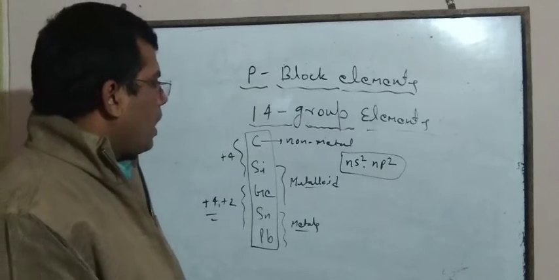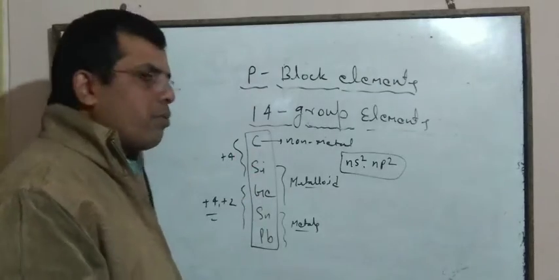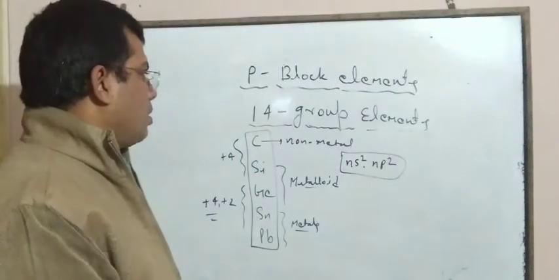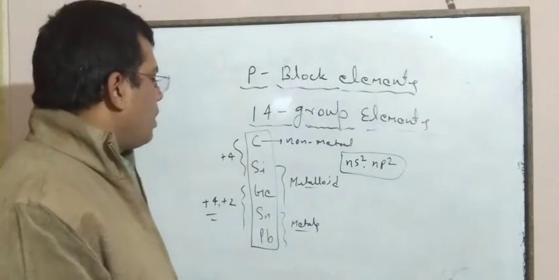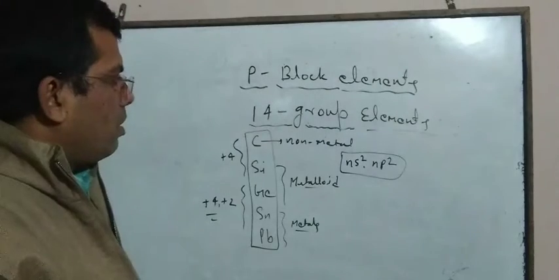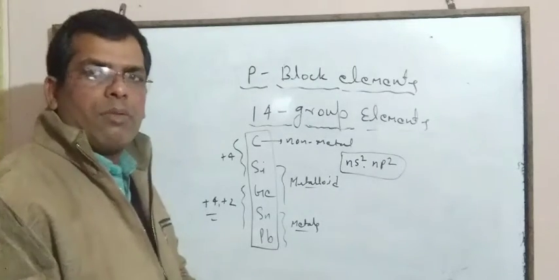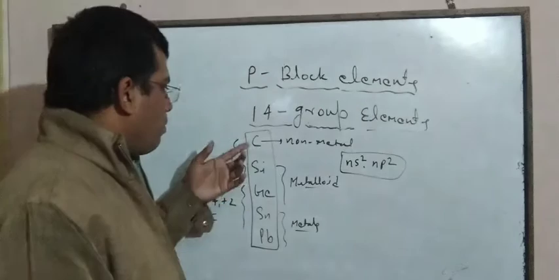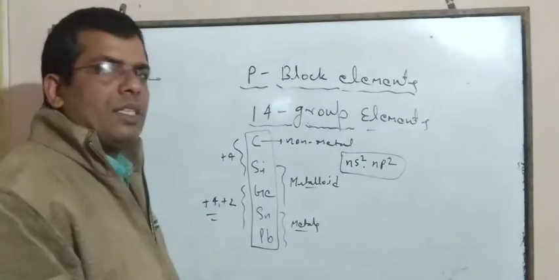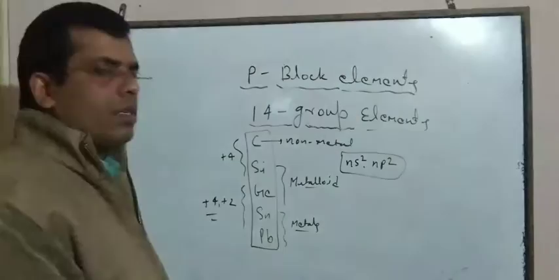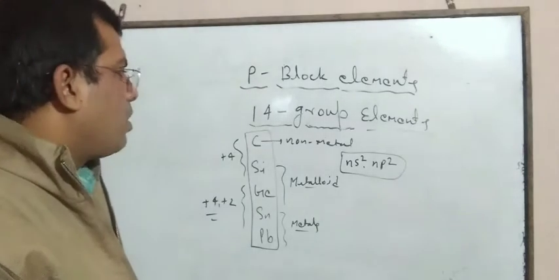Similarly, electronegativity decreases on moving from top to bottom. From carbon to silicon, electronegativity decreases in the general way, but from silicon to lead, a very small decrease in electronegativity is observed.